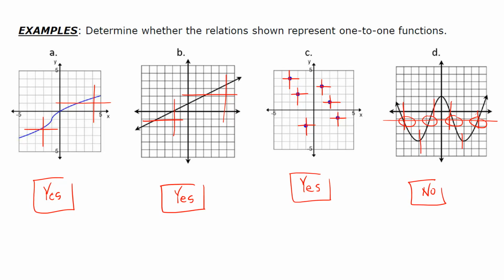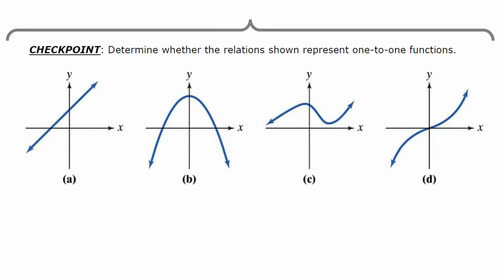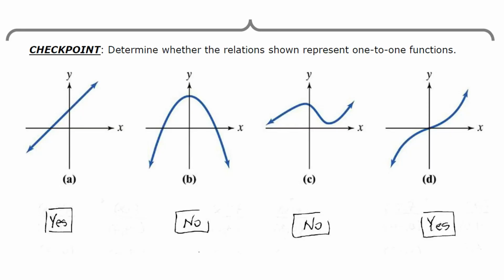All right. Your turn. Determine whether the following relations shown represent one-to-one functions. All right, here are your answers. So the first one, yes. B, no. C, no. And D, yes.